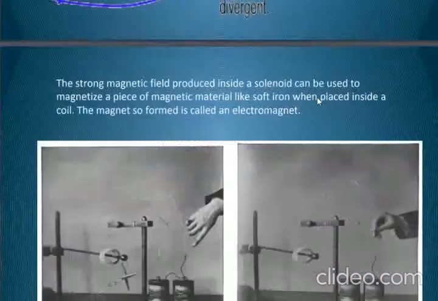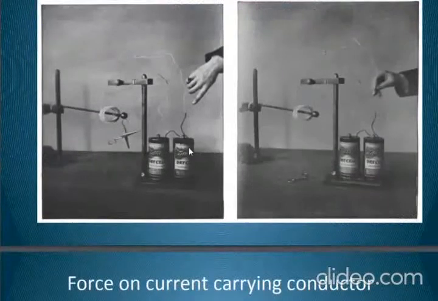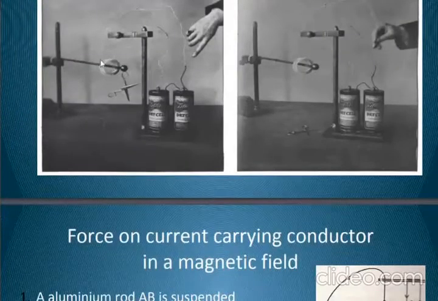So you can see here the activity. This is the coil and this is the iron rod.